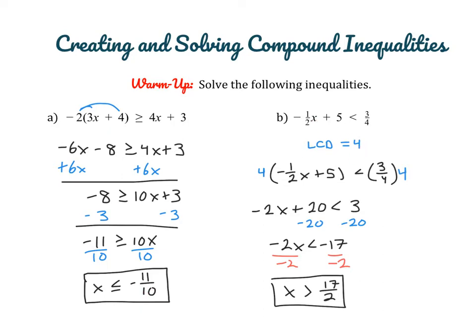On part B, notice that we have fractions, which remember we can clear by multiplying the entire inequality by the LCD, which is 4. When you do that, 4 divided by negative 2 is negative 2x, distribute to the 5, and then this 4 and this 4 cancel out. Now you have an inequality with no fractions, making it much easier to solve. However, be careful in this step here. Remember, whenever we multiply or divide by a negative number, we need to reverse our inequality sign.